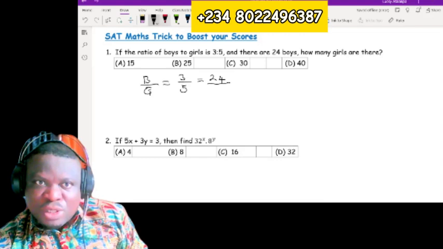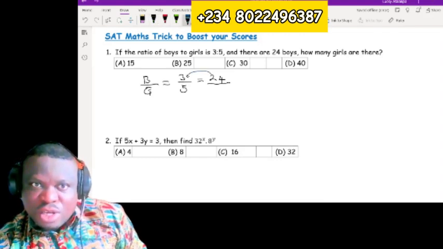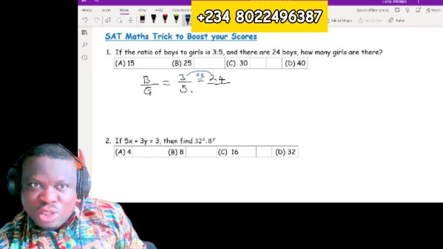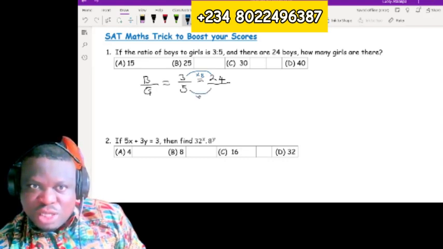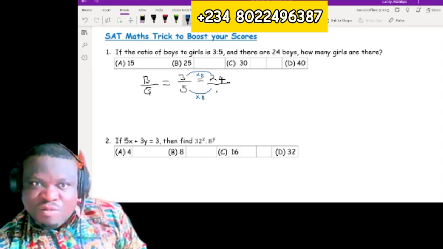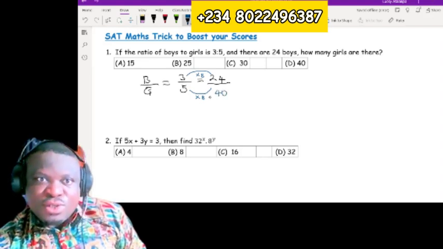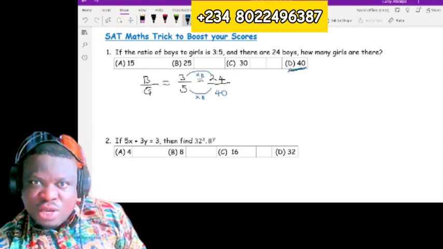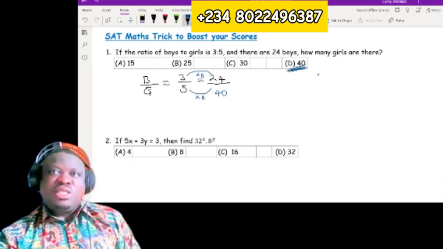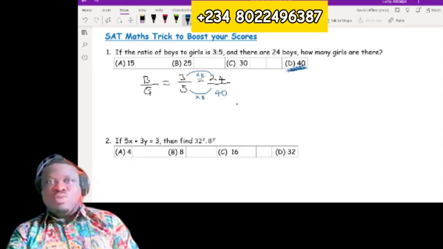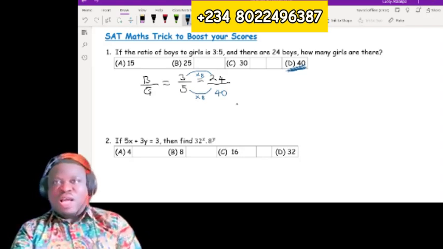So what would I multiply with 3 to give me 24? That is 8. Then I will do the same thing to the denominator: 5 times 8 will give me 40. So that makes option D the correct option. You can see how simple it is to solve this question using this fast trick.